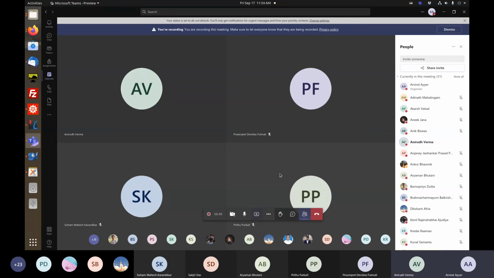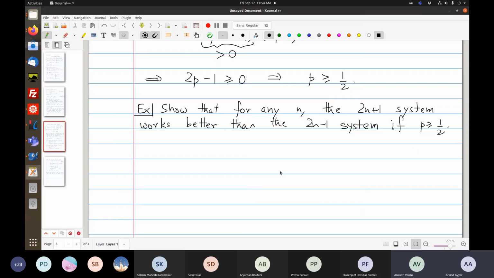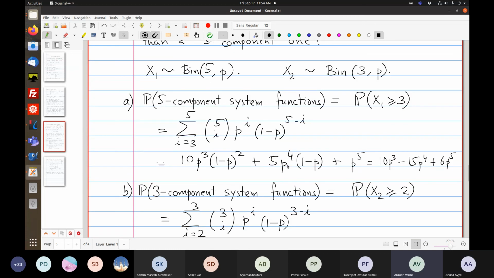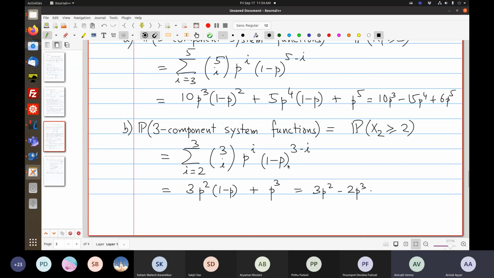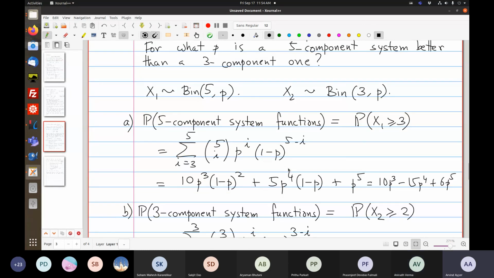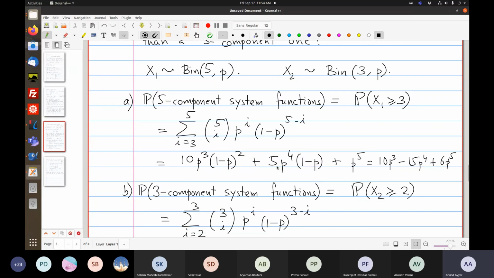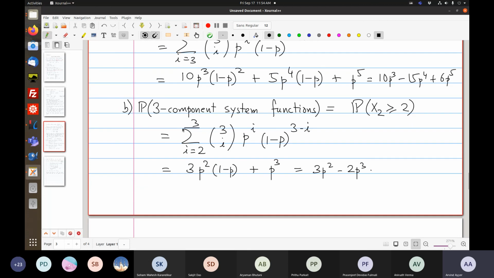Excuse me, sir. Yes, Anirudh. If you would have started with 1 minus p to the power x less than, instead of going this way. Yes, that's right. So, good point. Anirudh's point is, if I had taken the complementary events, so I had instead taken 0 to 2 here, and had taken 0 to 1 here.